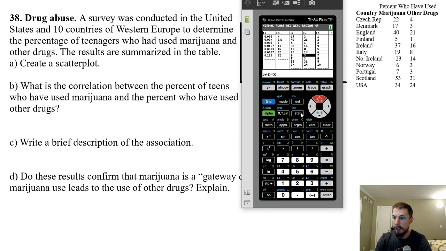You also might scan through the data real quick just to make sure you don't see any glaring errors, like we missed a digit or something like that. So it looks good to me. So we're going from list 3 to list 4. The question is, what's the correlation between the percent of teens who have used marijuana and the percent who have used other drugs?